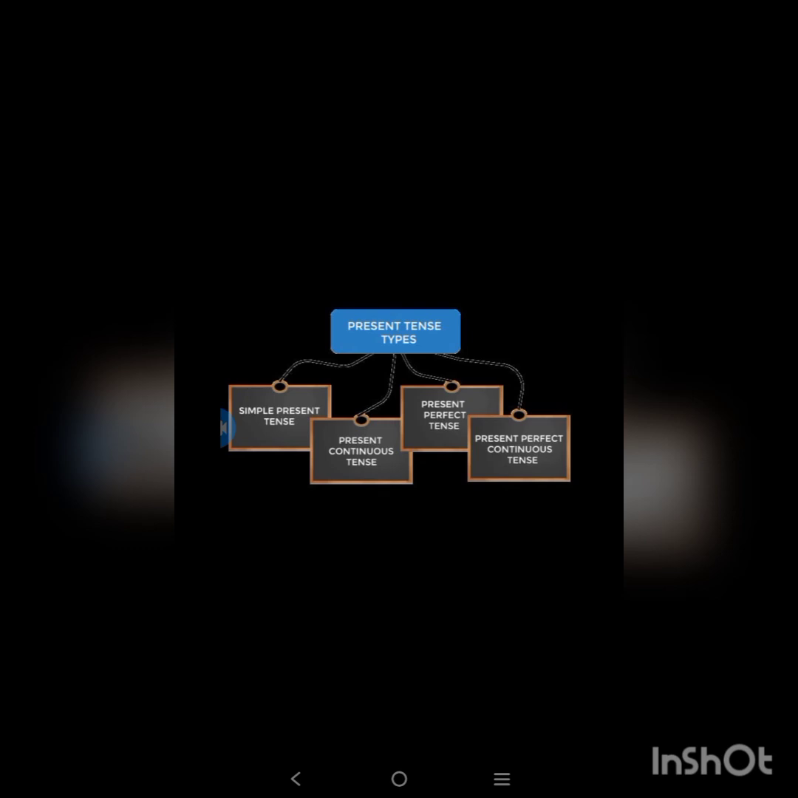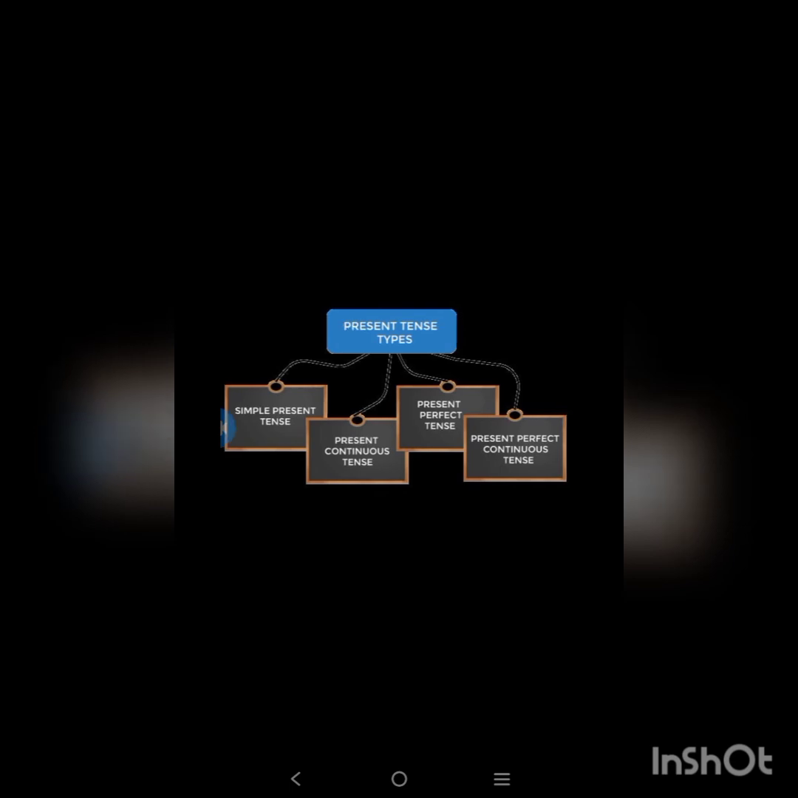So these actions we say under present perfect tense. Okay, so have you understood the three types? The fourth one is present perfect continuous tense. In this, the action began in the past and it has just stopped, and it also says how long the action has been happening. Okay, so these are the four types of present tense.